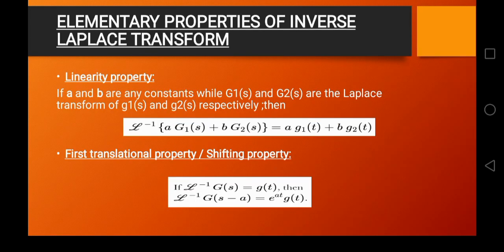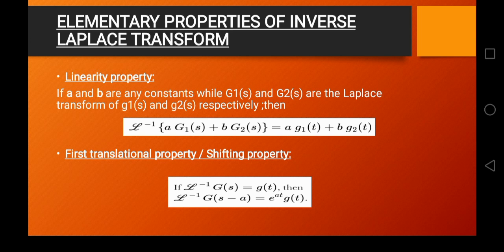Now come towards the elementary properties of inverse Laplace transform. So first is the linearity property. If a and b are any constants and g1 and g2 are the Laplace transforms of g1 and g2 respectively, then the inverse Laplace transform of the function a g1 plus b g2 will give me the function transformed into time domain, a g1 of t plus b g2 of t.